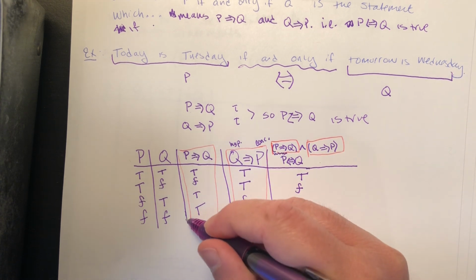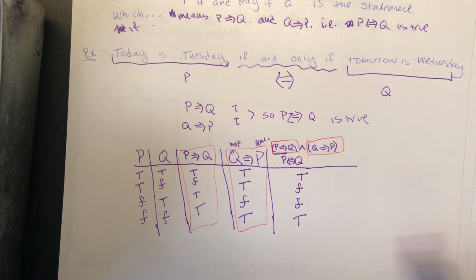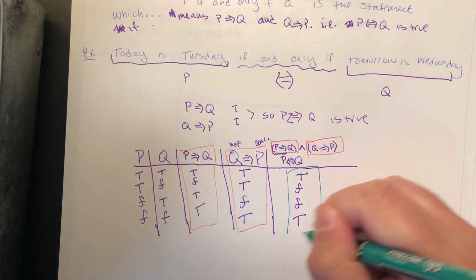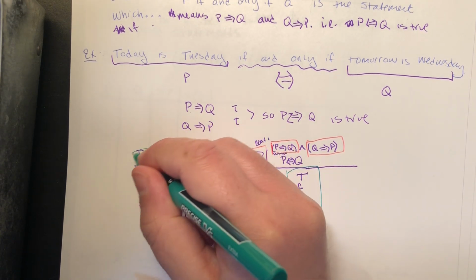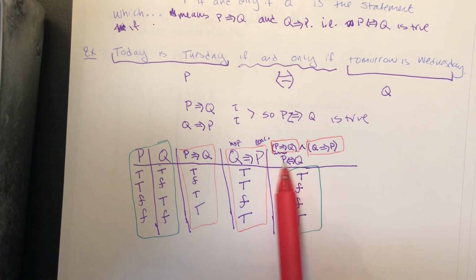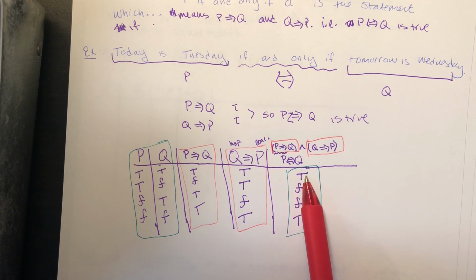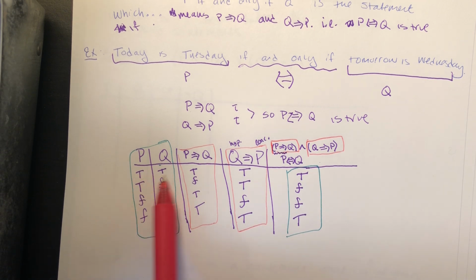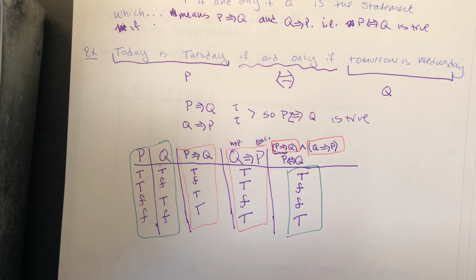All right, now we can go back and compare what we see in the last column here to the actual truth values of P and Q. What we notice here is that the if and only if statement, the biconditional statement, P if and only if Q, is true in the first case and the last case. It's true when both P and Q are true, and it's true when both P and Q are false.